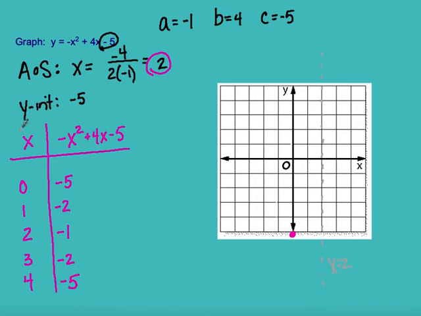So you can see very quickly, here's my vertex, and these are my symmetrical values. They should be the same. So we already plotted 0, -5. I'm going to plot 1, -2, 2, -1, 3, -2, and 4, -5. So you can see in this graph, our parabola is upside down.